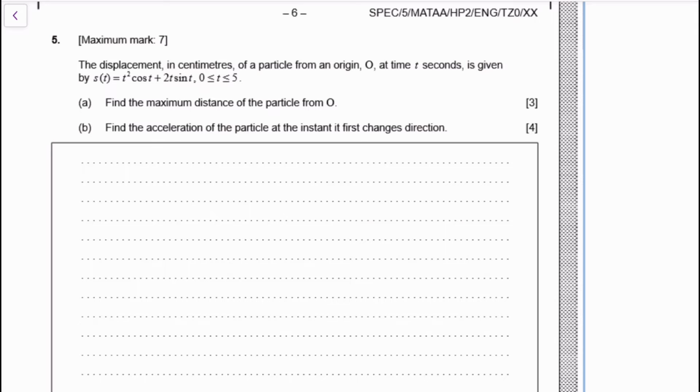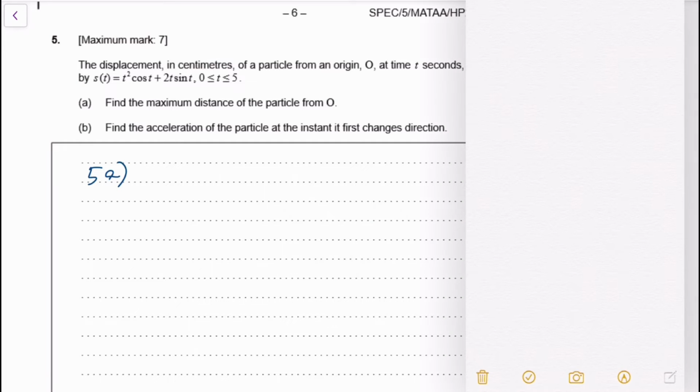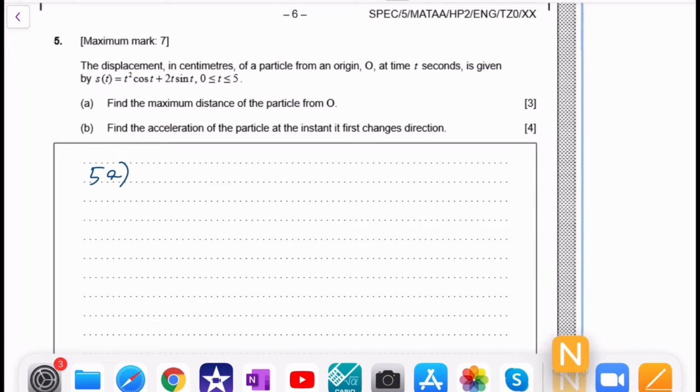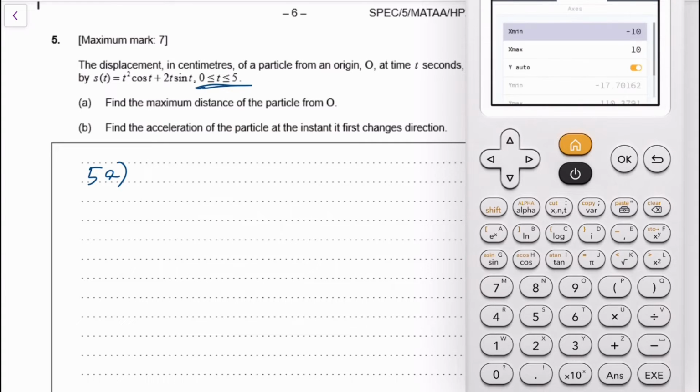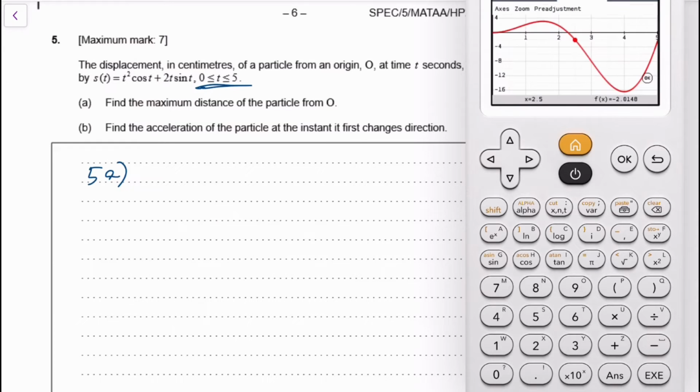Okay, next one. There's a displacement from blah blah. Find the maximum distance. Well, I believe you have to graph this. So let's graph this. Okay. That's it. Did I get it right? Let's get the axis right again, 0 to 5. Okay, this is the graph.